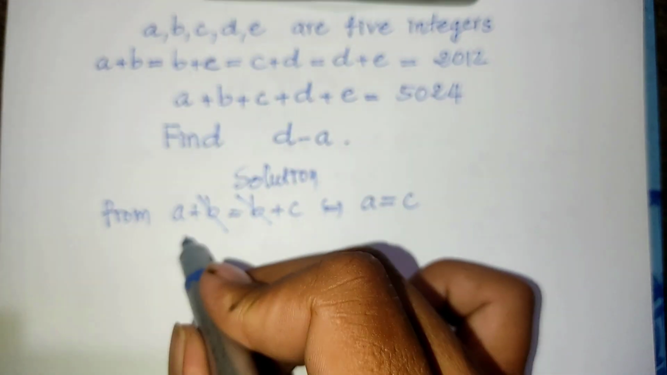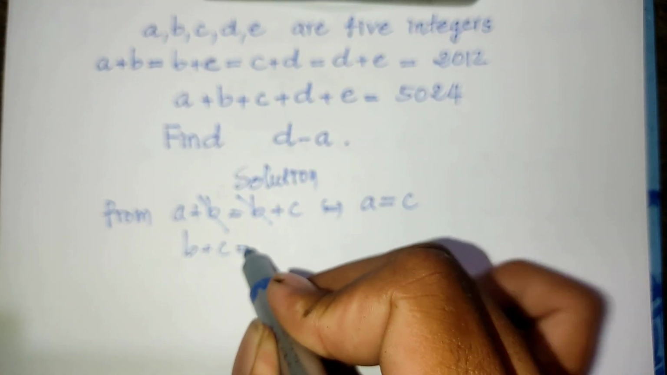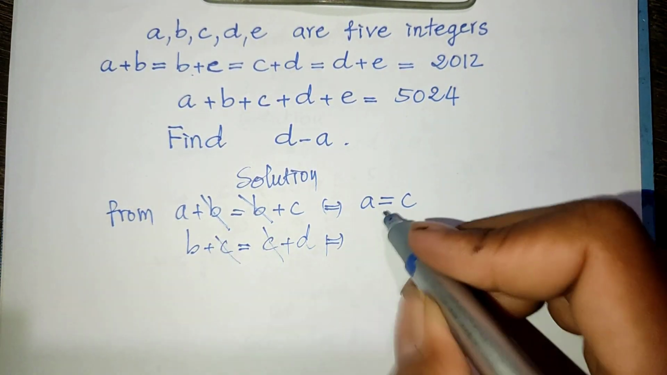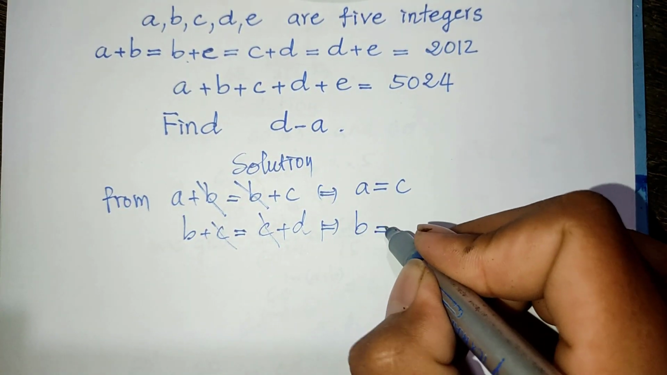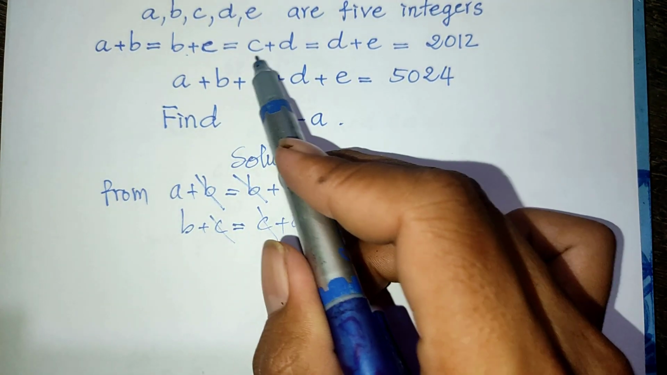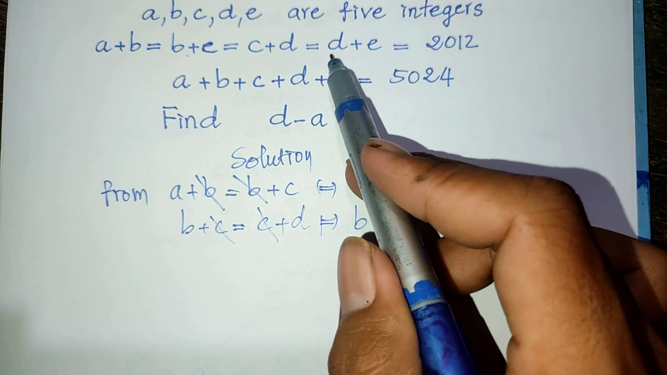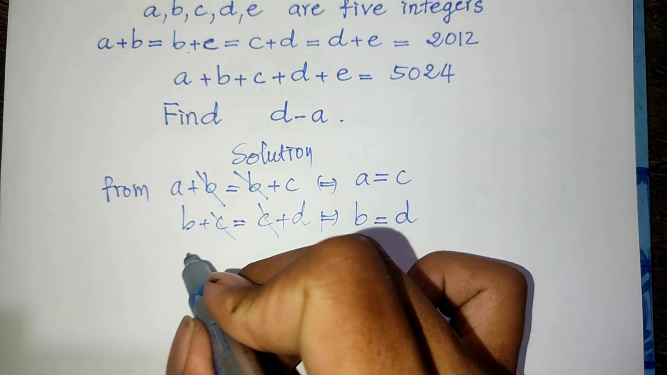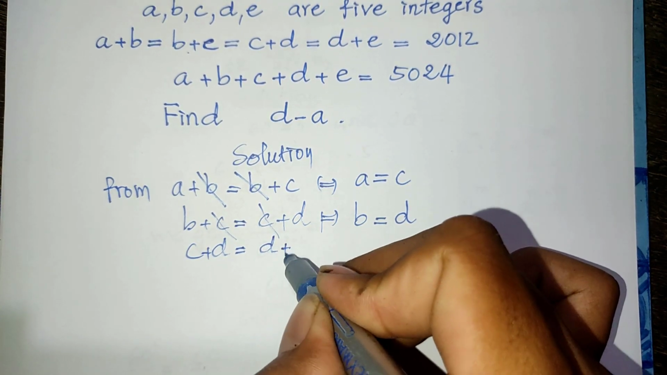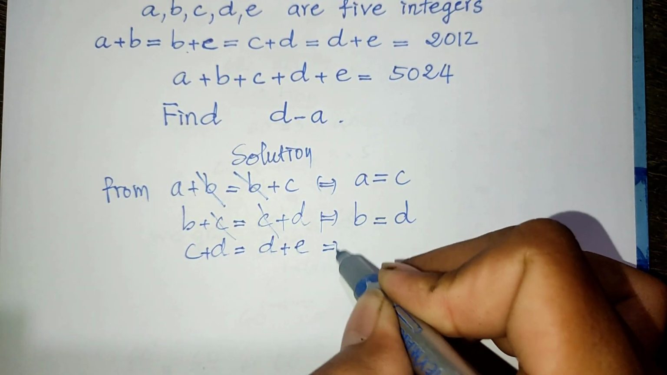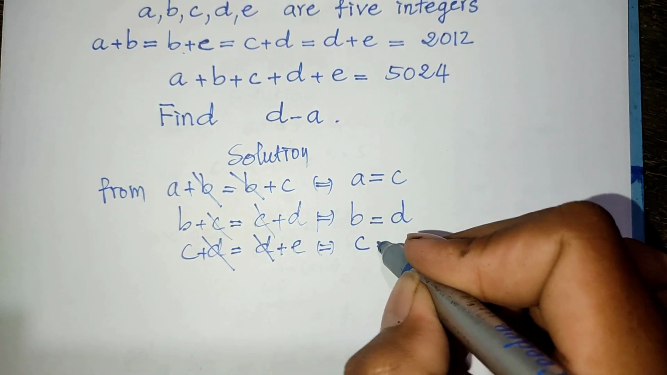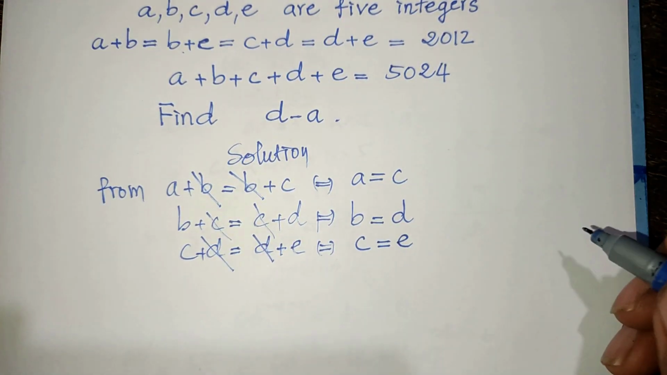And B plus C equals C plus D. Then we simplify this, we get B is equal to D. And C plus D equals D plus E. Okay, C plus D equals D plus E, and when we simplify it, we get C equals E.